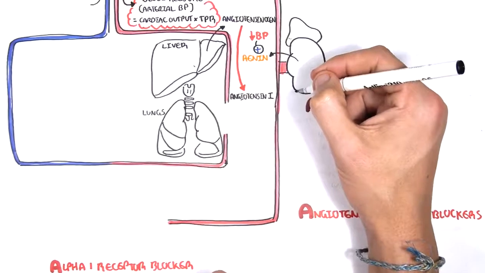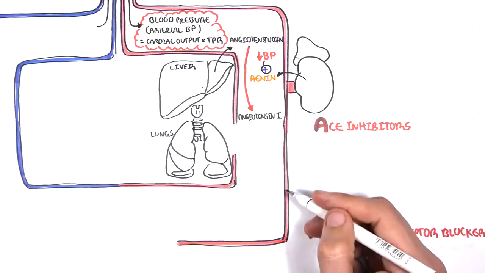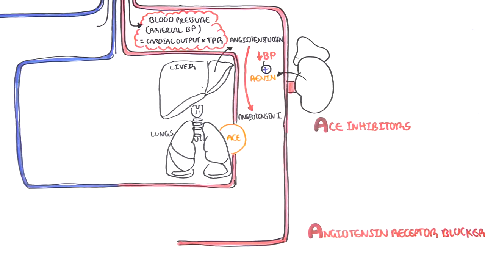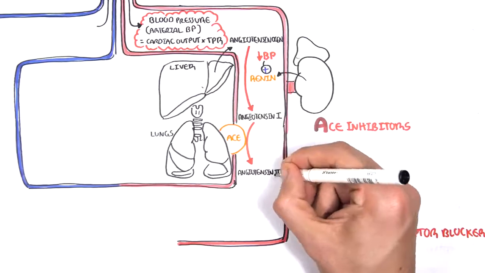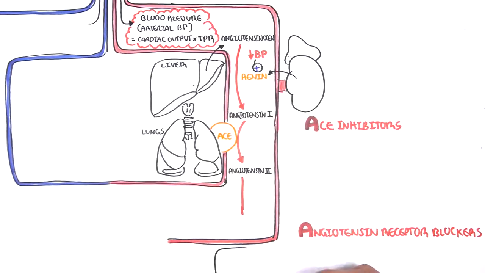Angiotensin 1 will then circulate around the body and get in contact with a membrane-bound enzyme called ACE, or angiotensin converting enzyme, which mainly resides in the lung tissues. So ACE converts angiotensin 1 to angiotensin 2. Angiotensin 2 is an important regulator of blood pressure. And what it does is basically it increases blood pressure via a number of mechanisms.